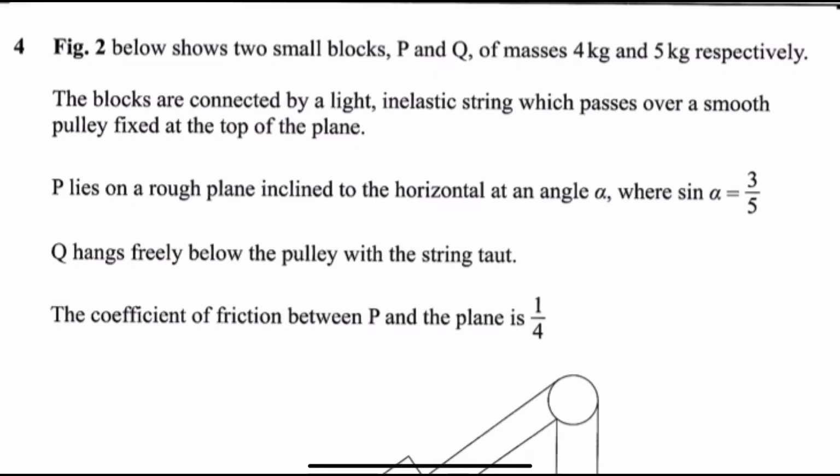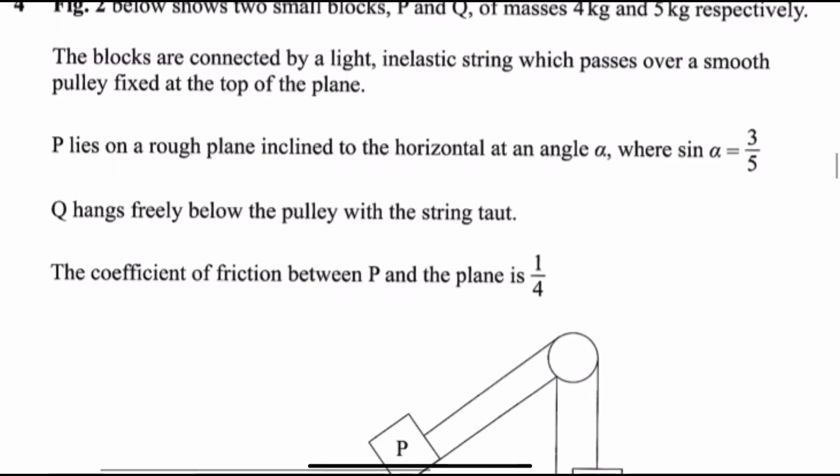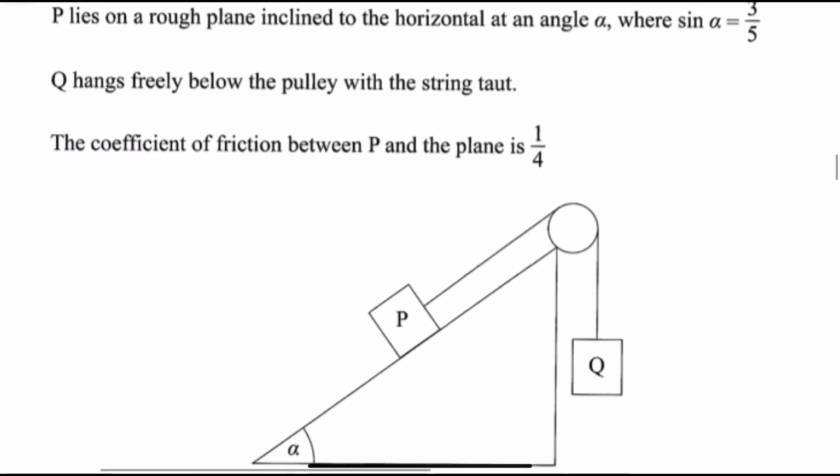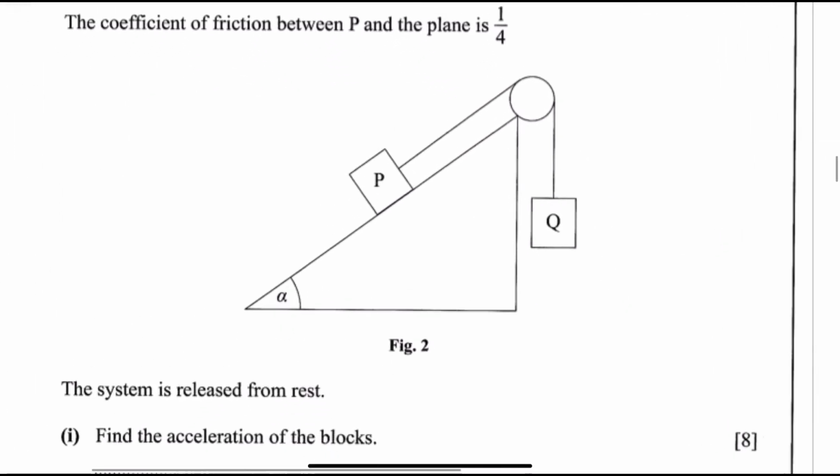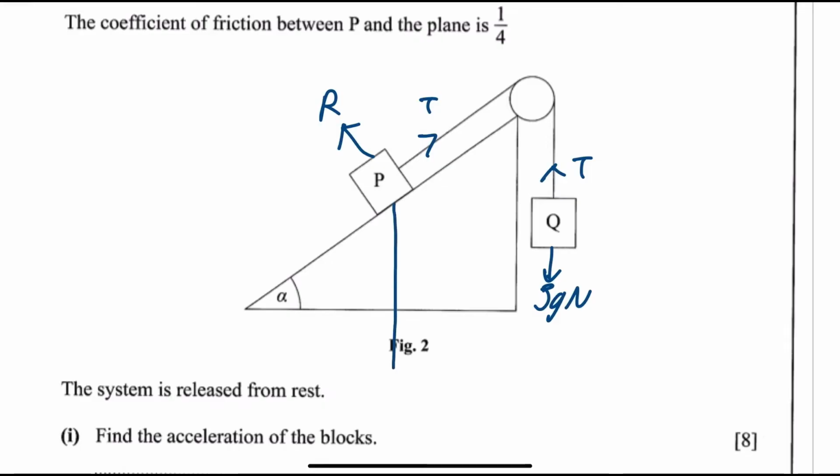Q hangs freely below the pulley with the string taut, that's pulled tight. The coefficient of friction between P and the plane is 1/4. And it says, find the acceleration of the blocks. Okay, first of all, let's mark on, this one was 5 kilograms, so 5g newtons. You've got T going here, tension here, tension here. You'll have a normal reaction here. And the weight is going vertically down here. It was 4g newtons. And this angle here is going to be alpha.